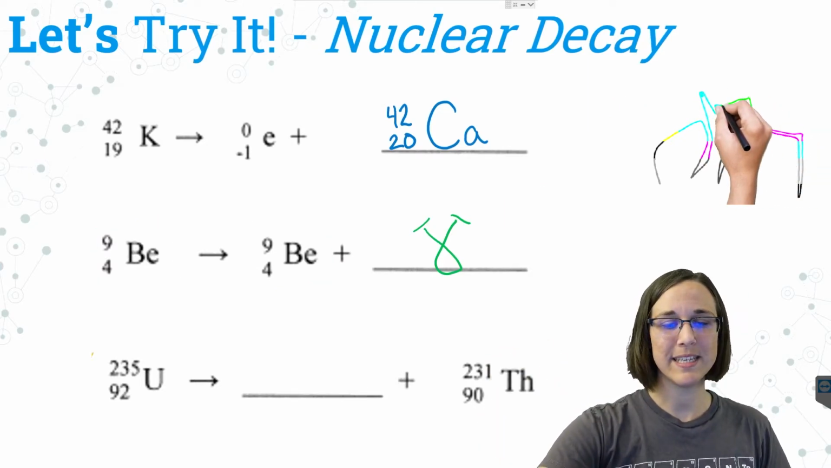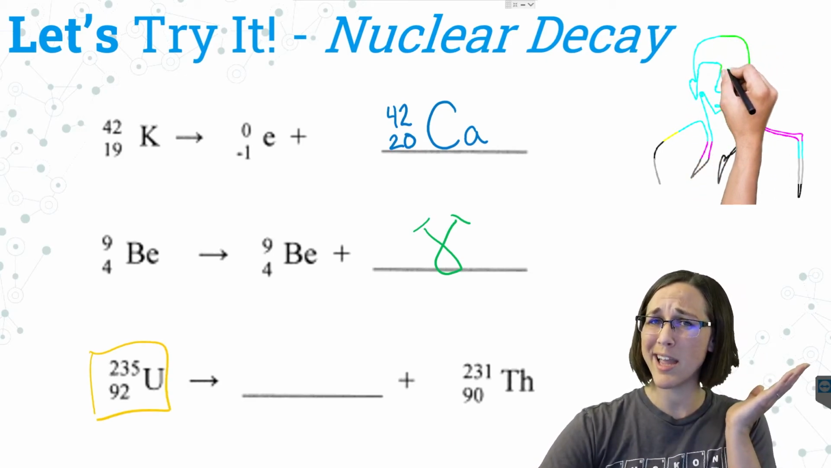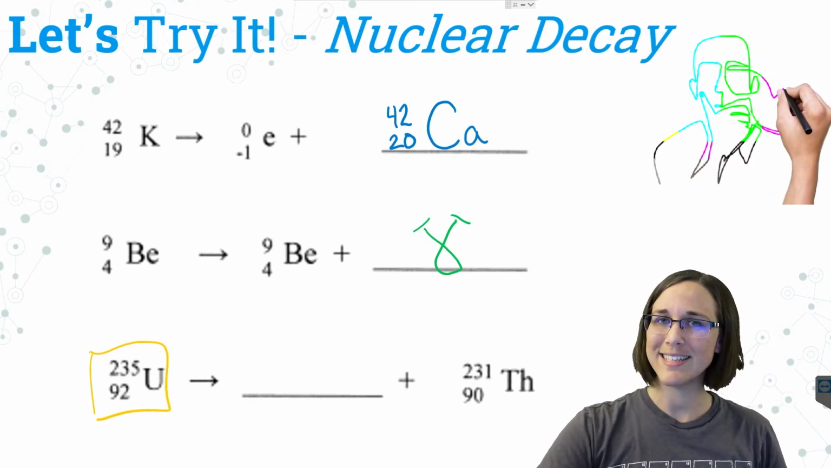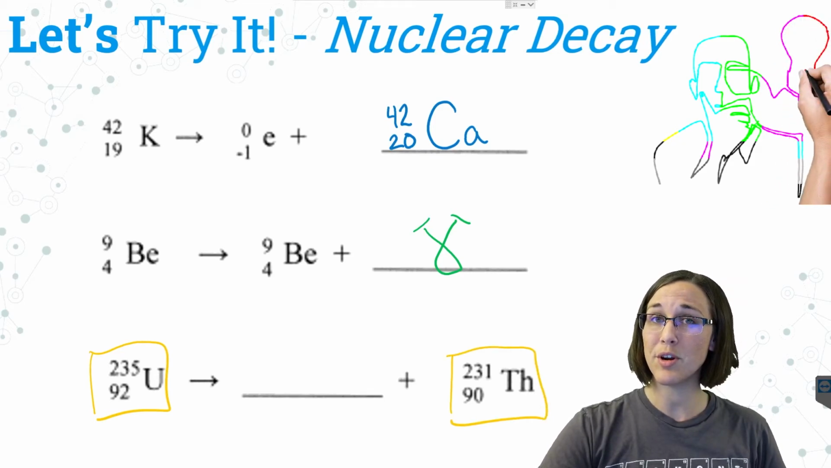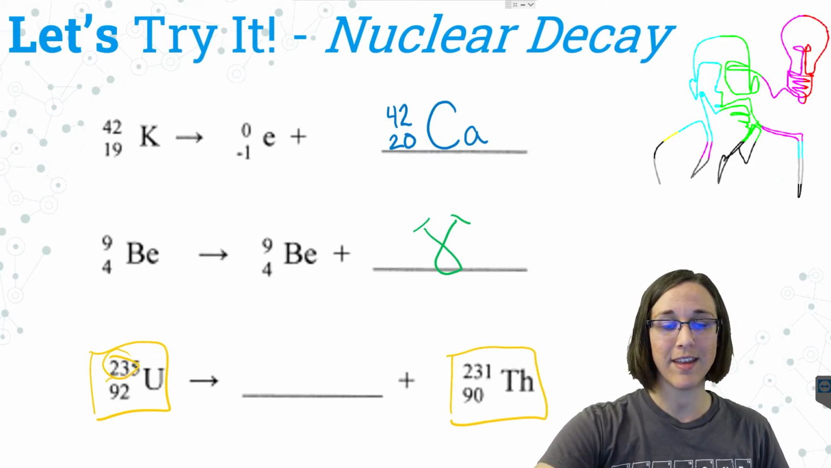And lastly, we see uranium is undergoing some kind of decay. What decay is it? Let's take a look at what the product is. We have 231 and 90 from 235 and 92.